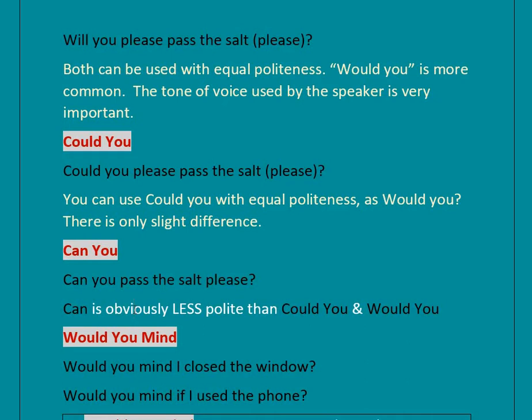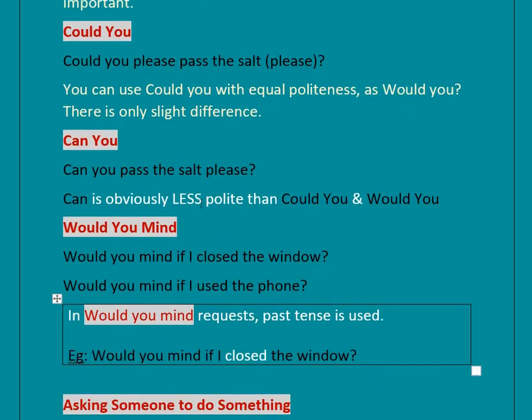Then another, would you mind? Would you mind is used in this way. Would you mind if I closed the window? Would you mind if I used the phone? One thing you must remember while writing would you mind is that in would you mind requests, past tense is used. See, would you mind if I closed the window?